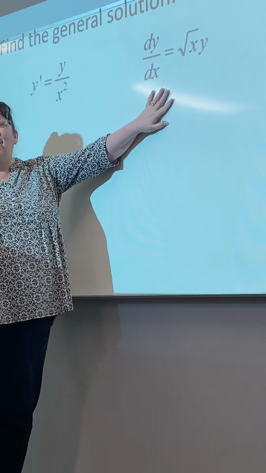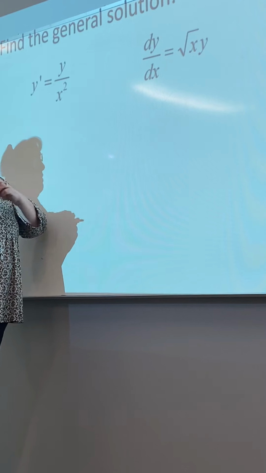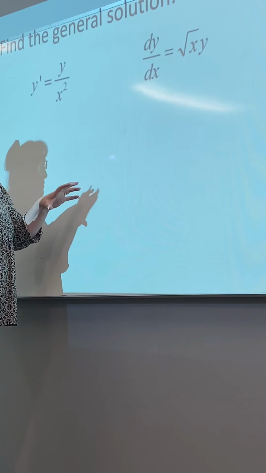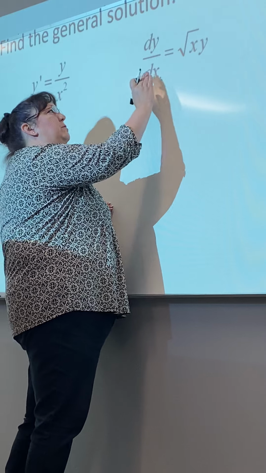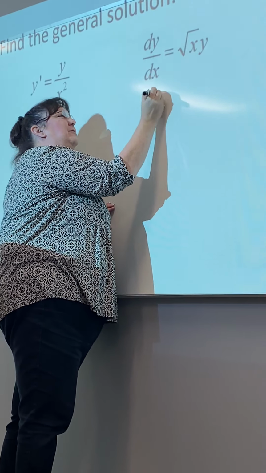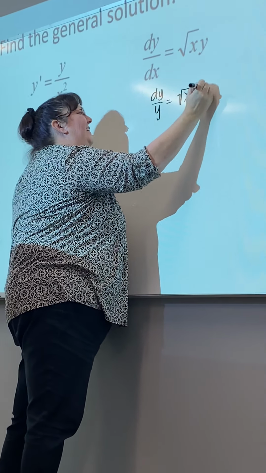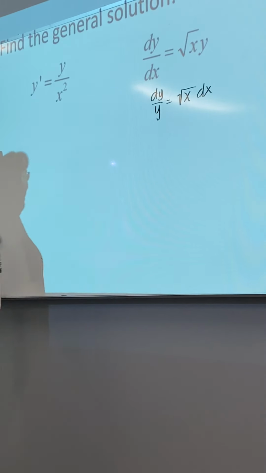Okay, back to this problem. Is the square root of both x and y or just x? That's just over x. So dy over dx equals the square root of x and then times y. Y is separate. It's not the square root of x times y. Cross multiply. So I'm going to just multiply by the dx and divide by the y. Cross divide. We need theorems named after us.